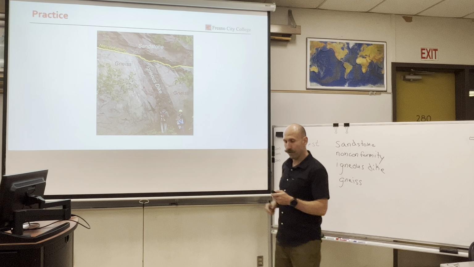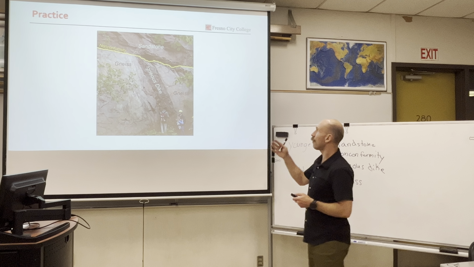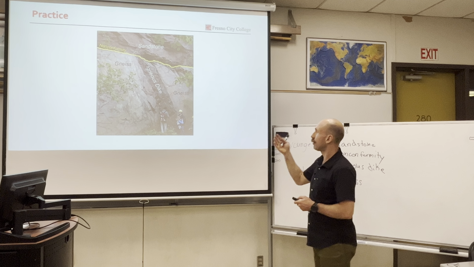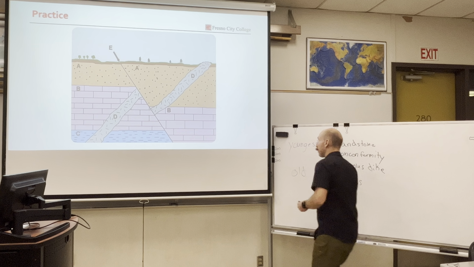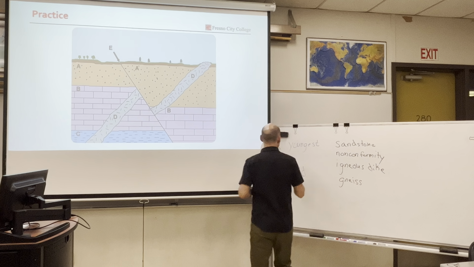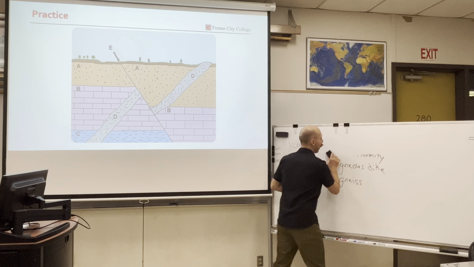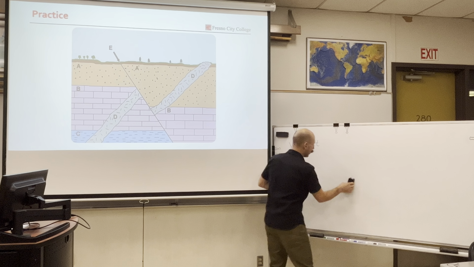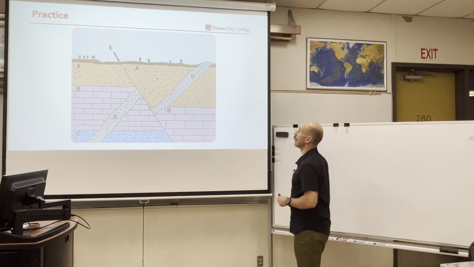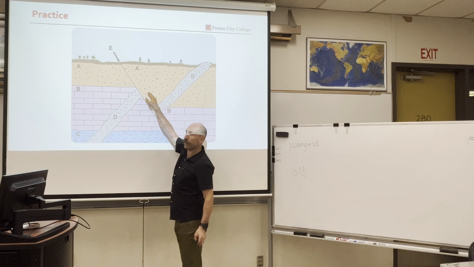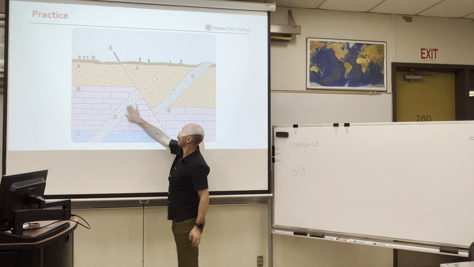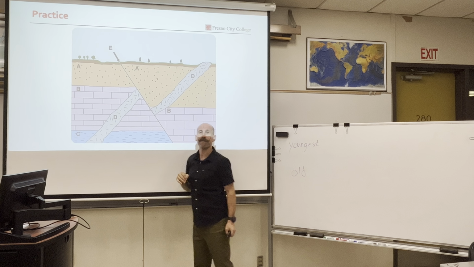Try this on your own. Freeze the video, look at the slide, check it out, see if you can recreate that. I'm going to keep going. So in this diagram, now we have A, B, C, D, and E. C, B, and A are sedimentary layers. D is an igneous dike, and E is a fault.